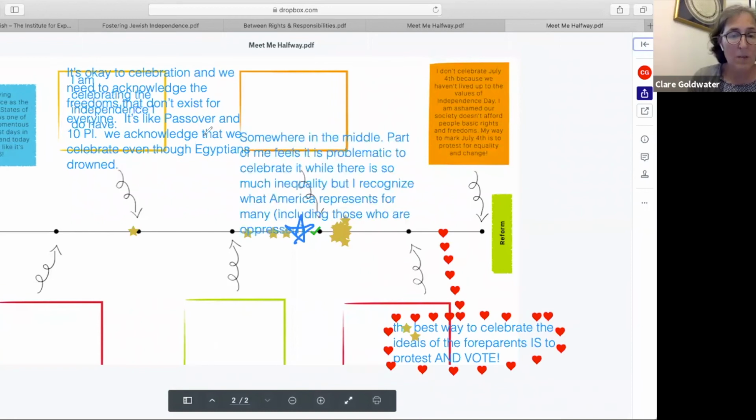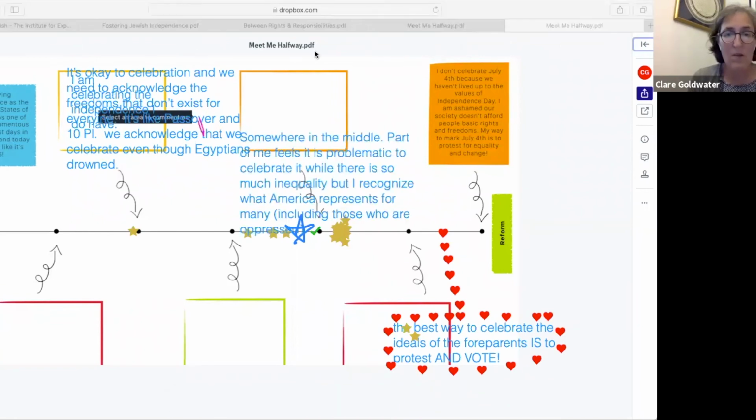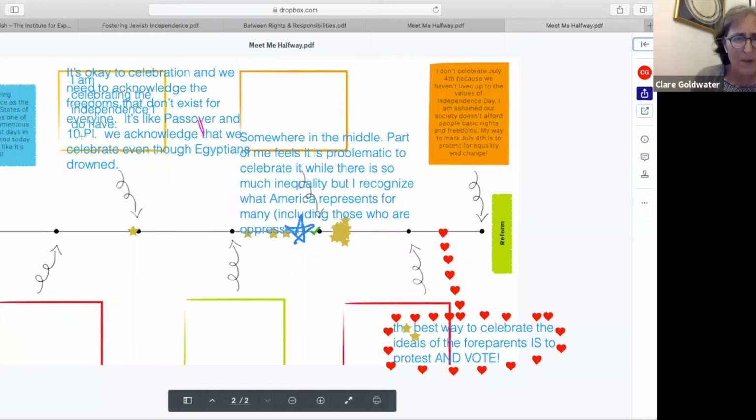There's a couple of things there. Uh-oh. Can't read what people wrote. Right, so now there's a couple of them over here. So someone feels in the middle. Part of me feels it's problematic to celebrate it while there's so much inequality, but I recognize what America represents for many, including those who are oppressed. So that's over here. Somebody else wrote here, it's okay to celebrate, and I need to acknowledge the freedoms that I have. I think that's what someone said. I can't separate these two pieces. Haley, can you separate them?